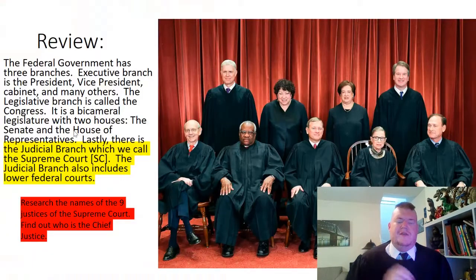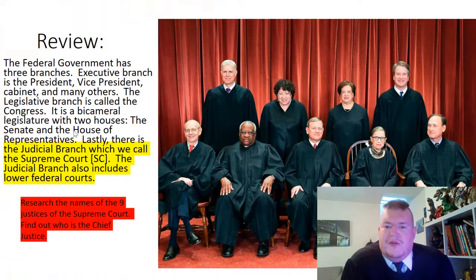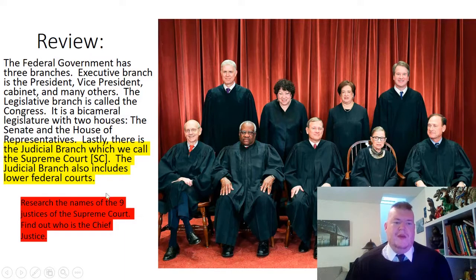So the Chief Justice is the person who is in charge, the head dude, all right, head dude in charge, and that would be this man right here. His name is Chief Justice John Roberts. Okay, so he's in charge. Well, I don't really want to say he's in charge because they're all equal, but he is. He's the guy. I don't know how else to put it.